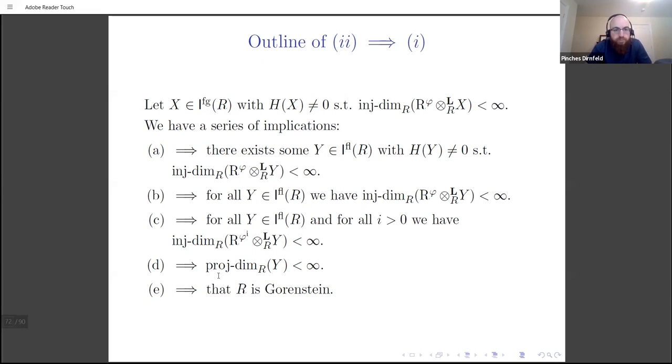So we've shown that A implies B, and B implies C we have already discussed, it follows directly. So now I want to talk about how C implies D. I'm assuming that for every Y in IFLR and for every i greater than zero, the derived tensor product of Rφ^i with Y has finite injective dimension. I want to show that this forces Y to have had finite projective dimension to begin with.